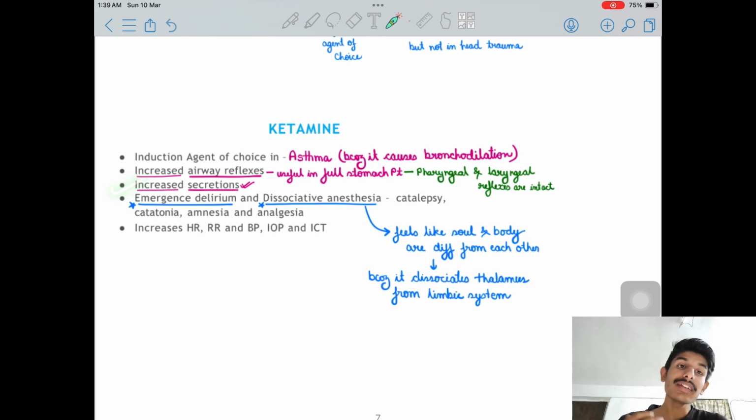Okay, it is increased secretions, dissociative anesthesia and emergence delirium. What happens whenever you give ketamine to a patient? He will feel that his body and soul are separate. He will tell you after the operation, "Doctor, I was able to watch my operation from that side and this side." Due to delirium or dissociative anesthesia, it happens to him. So the patient feels like soul and body are different from each other. This is just, we can say, a side effect of ketamine.